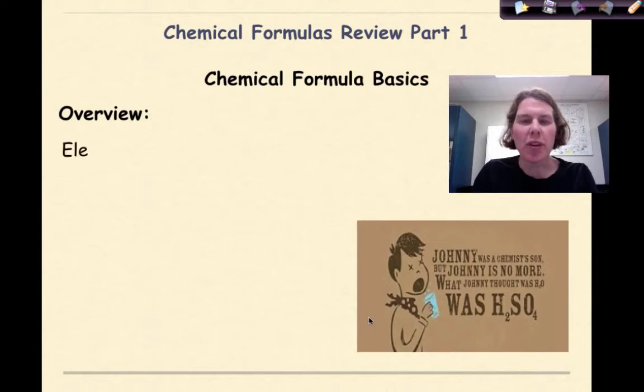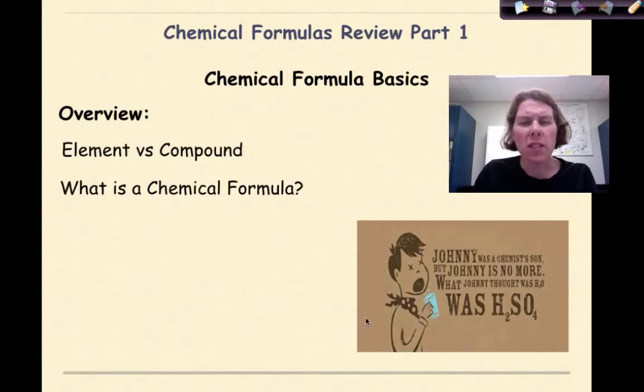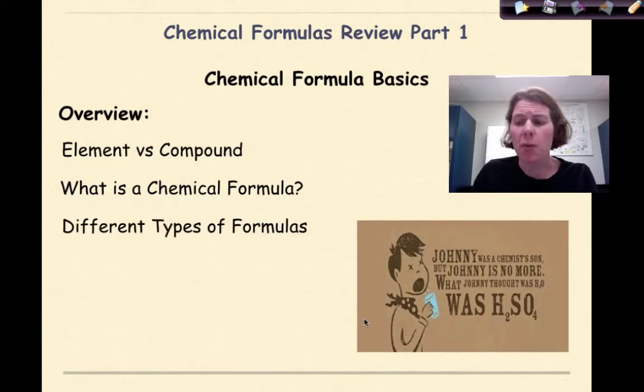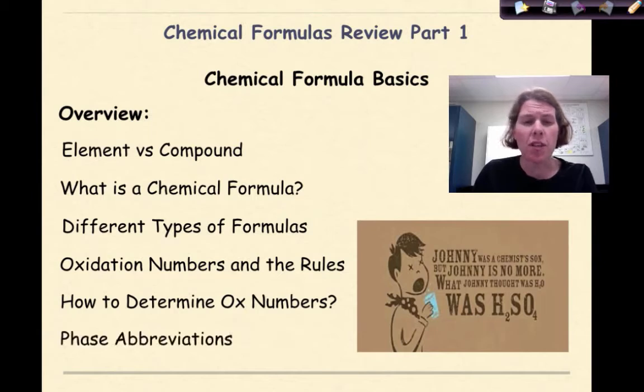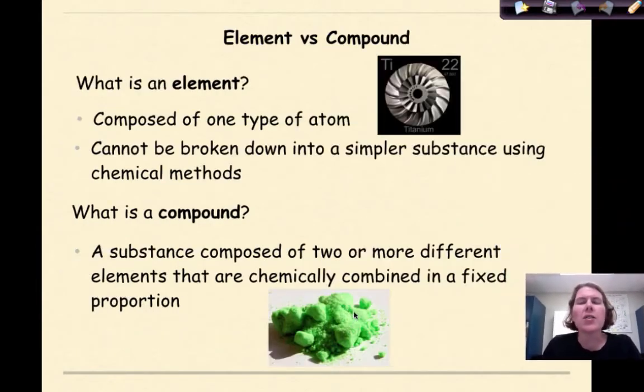Today in this review we are going to look at the element versus the compound, talk about what specifically is a chemical formula, look at different types of formulas, talk about oxidation numbers and the rules for assigning oxidation numbers, how to determine oxidation numbers, and finally phase abbreviations when we look at them in terms of chemical formulas. Alright, so let's start out by talking about an element versus a compound.